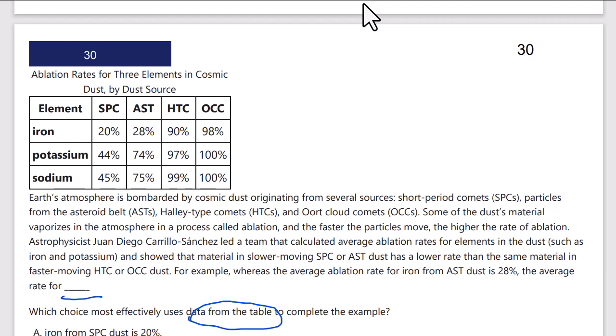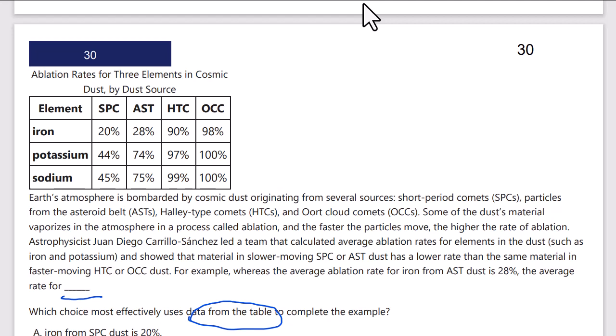So let's read it. Earth's atmosphere is bombarded by cosmic dust originating from several sources, short period comets, particles from the asteroid belts, Halley-type comets, and Oort cloud comets. Some of the dust's material vaporizes in the atmosphere in a process called ablation. And the faster the particle moves, the higher the rate of ablation.